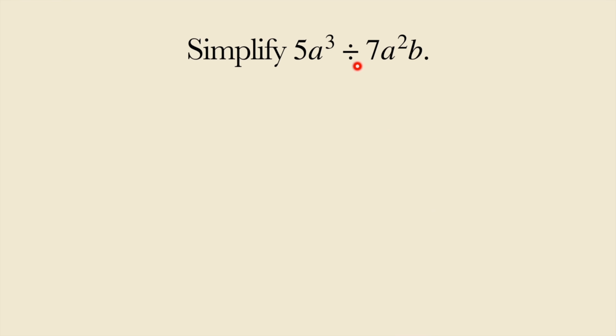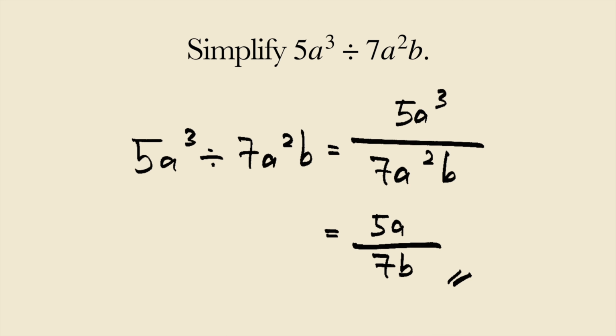Okay, so we've got 5a cubed divided by this entire expression. Now, I like writing it as a fraction. So write the entire 5a cubed over the entire 7a squared b. If you look, can we simplify 5 and 7? Not really. Now, but look at base a here.